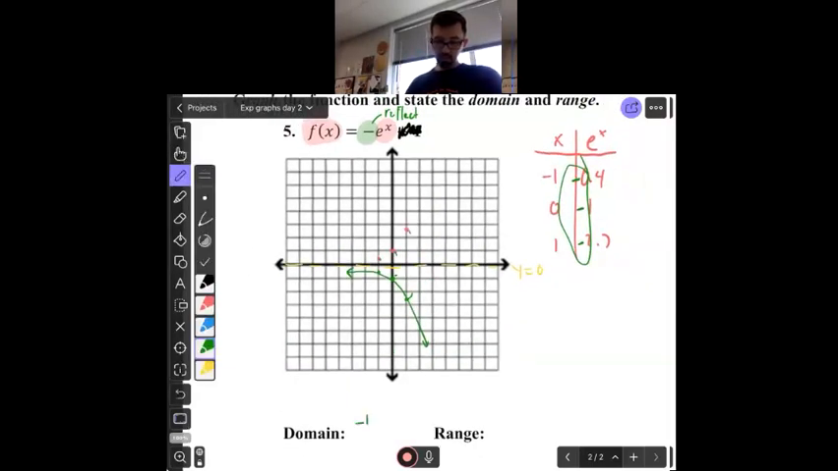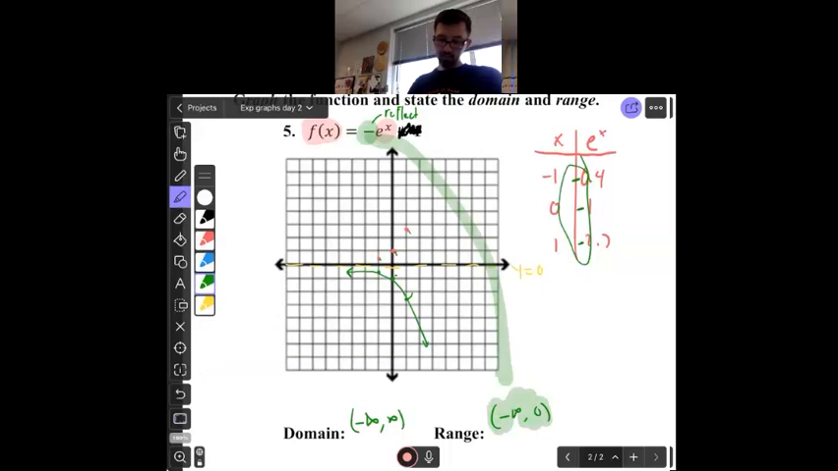Real quick, domain doesn't change. Range, little tiny change. That reflection has an effect there. Notice how the range flipped around. Okay, goes down forever and maxes out at 0. Okay, so I wanted you guys to see that.